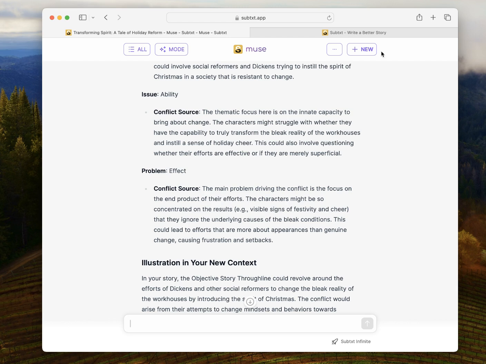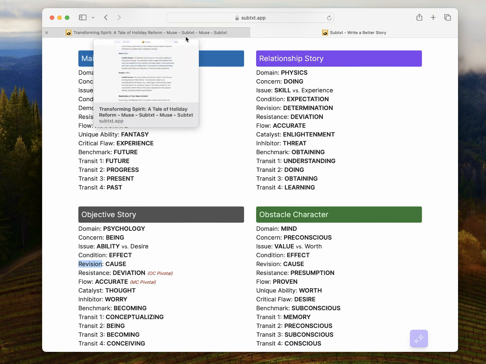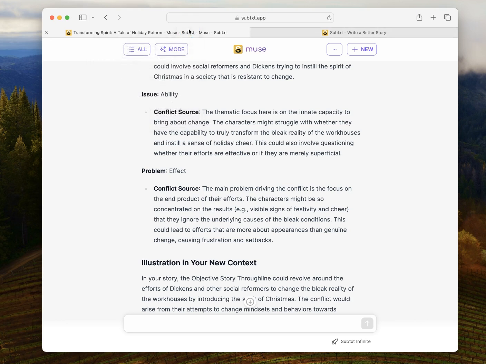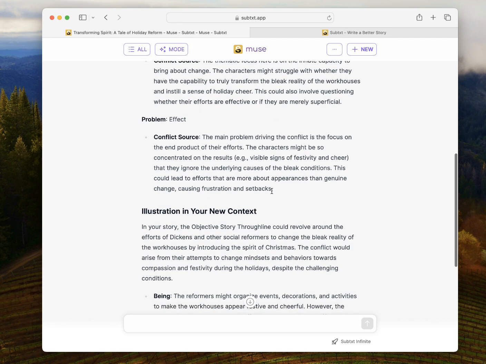So then the way to adjust things and move them into a different direction is to focus on the causes behind it. And what are the factors making something happen, or working on the social causes, worrying less about the effects and looking more towards making things change, making things happen. The characters might be so concentrated on the results, which is what I just said, visible signs of festivity and cheer, that they ignore the underlying causes of the bleak condition.